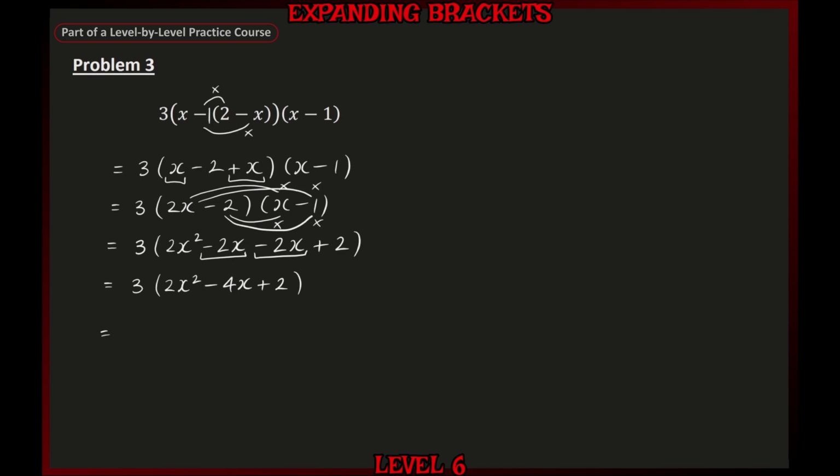Finally, we can expand this bracket by multiplying everything in the bracket by 3. So 3 times 2x squared is 6x squared. 3 times minus 4x is minus 12x. And lastly, 3 times 2 gives us plus 6. So 6x squared minus 12x plus 6 is our final answer to problem 3.